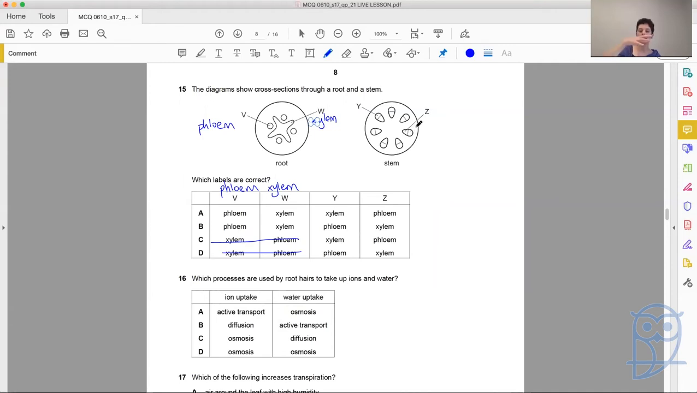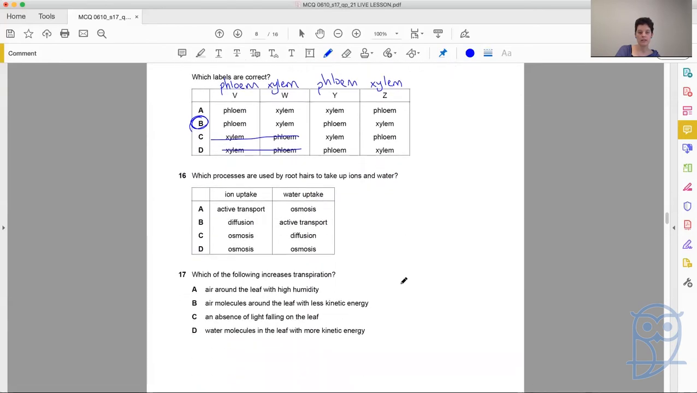Now think about it. We come through the root and into the stem, right? So if our xylem is in the middle on the root, it's got to be in the middle on the stem. Can't just suddenly jump to the outside, which means that Z must be our xylem on the middle there, and Y on the outside is our phloem. So Z is xylem, Y is phloem. So phloem, xylem, our answer is C.